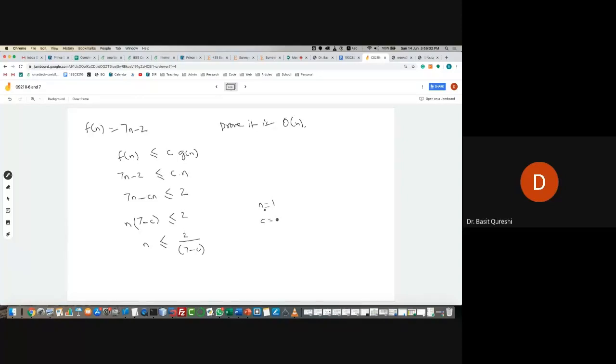C should be more than 7 or less than 7? How about 6? It could be both ways. Oh wait, actually no, because it's 7 minus c, if c is more than 7 we get a negative value, and we don't want a negative value because time cannot be negative. So it would work for this. This would be 2 over 1, so 2 is bigger than or equal to 1 if we substitute the value of n to be 1. So it works for this. I can say this for n not equals 1 and c equals c, this function is big O of n.